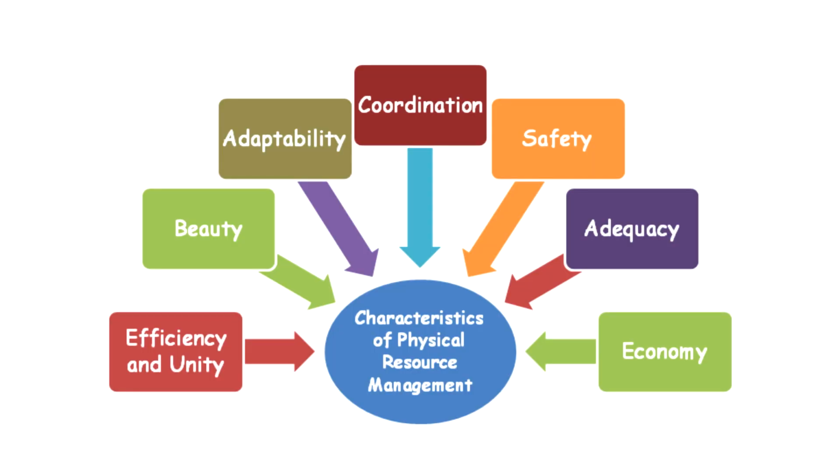Then we can see the characteristics of physical resource management. There are different characteristic features when we think of physical resource management. The first one, economy, then adequacy, safety, coordination, adaptability, beauty, efficiency, and unity. These are the different characteristics of physical resource management. So let us see what the term economy denotes.